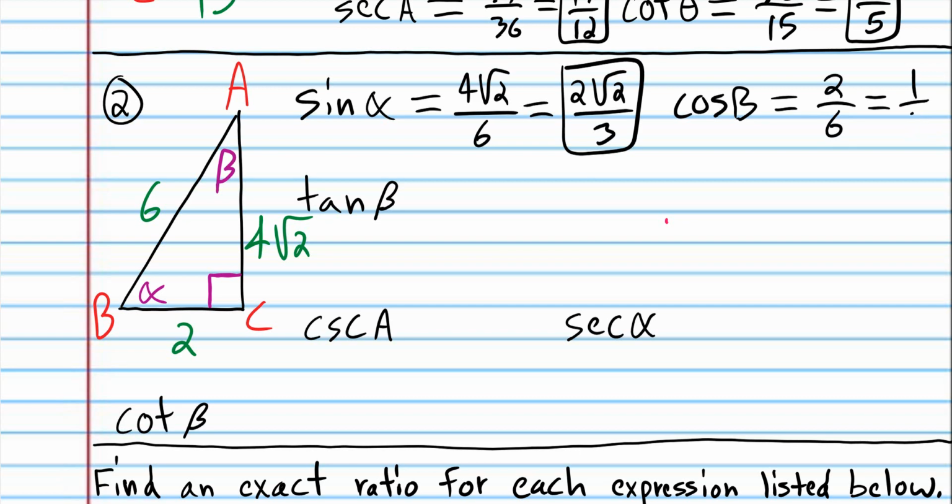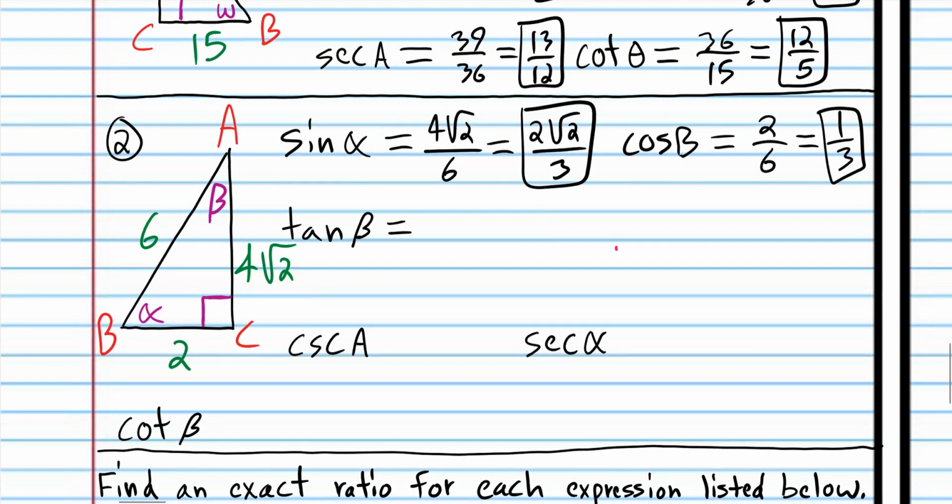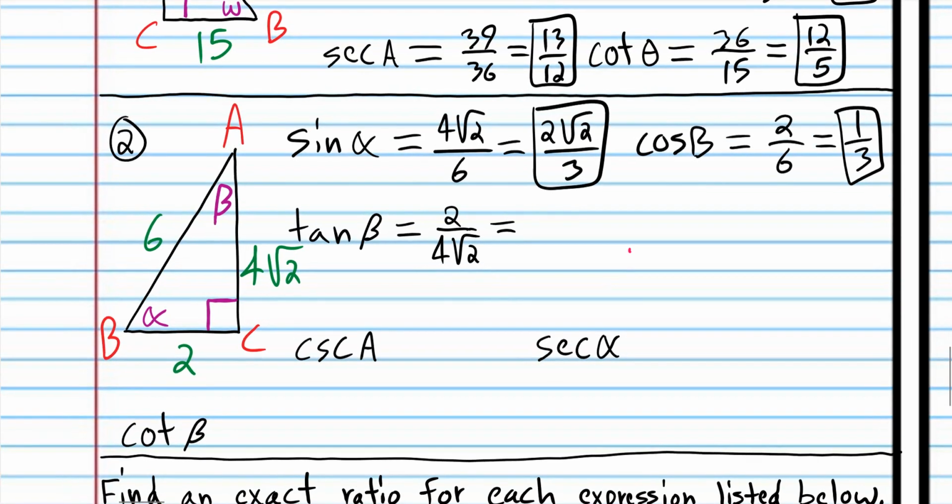So that ratio is 1/3. Tangent beta, we're looking at this angle now, is side opposite over adjacent. We can reduce that expression, so we get 1/2√2 if we divide both sides by 2. But then we do need to rationalize the denominator. Remember, you can't have a square root in the denominator. So we're going to multiply both sides by √2.